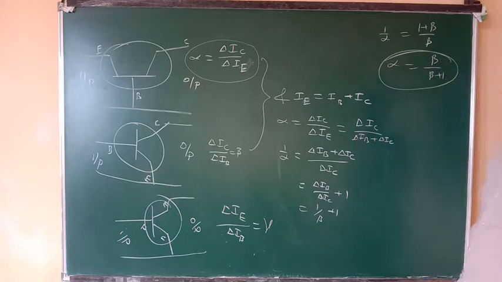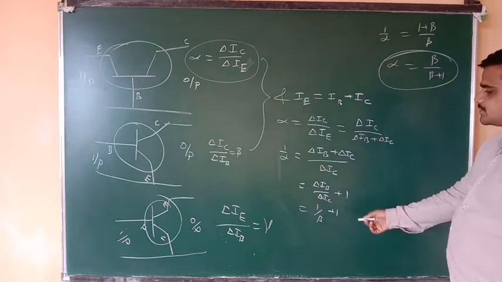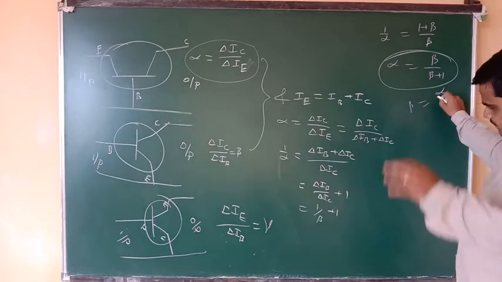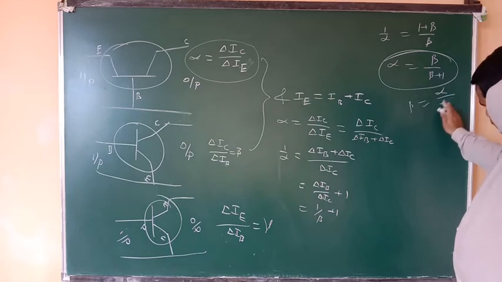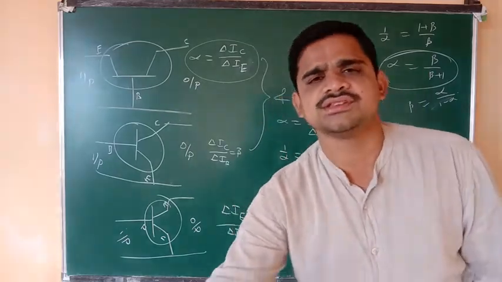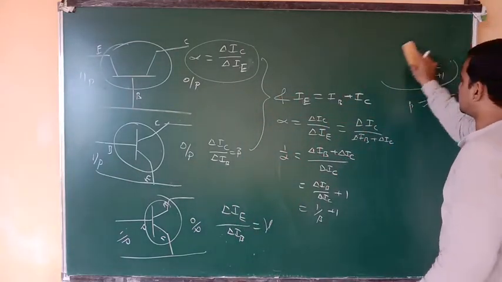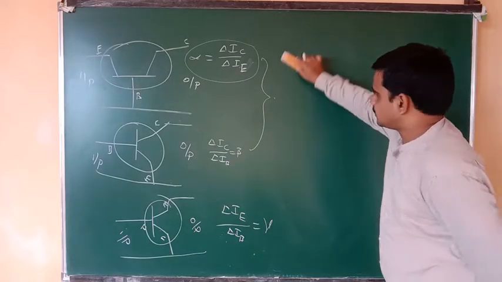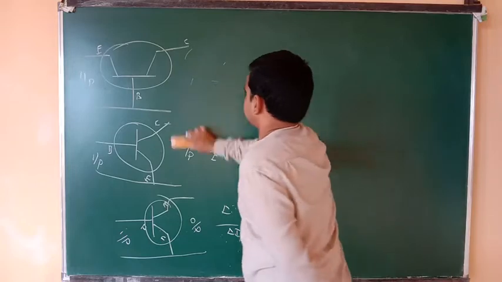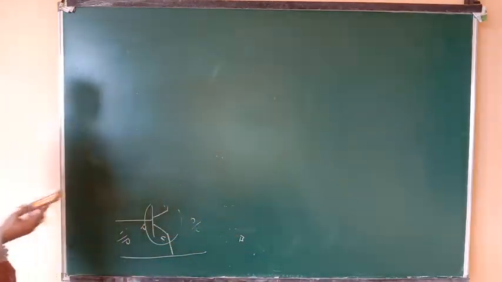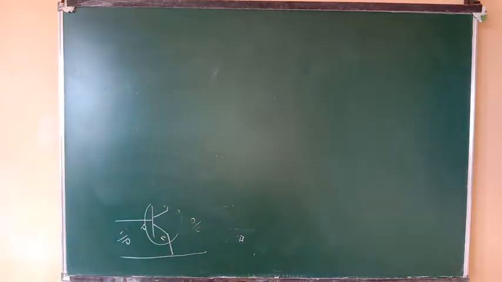Okay? In this way we can get it. Or we can write in terms of beta also, no problem. We will get beta is equal to alpha by 1 minus alpha, I think so. So try to get some relations between these. Alpha, beta, gamma are the current gains in the case of common base configuration, common emitter configuration, and common collector configuration. Right now, we have one of the applications of this NPN or PNP transistor.